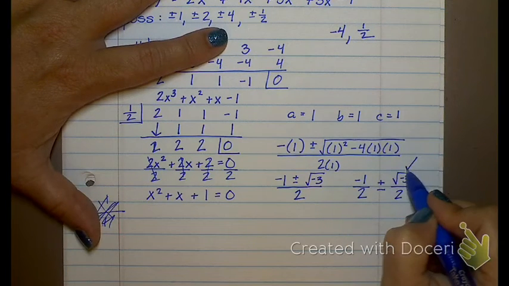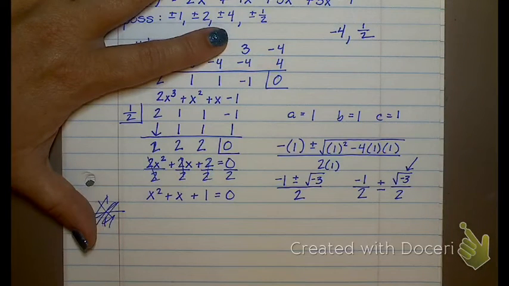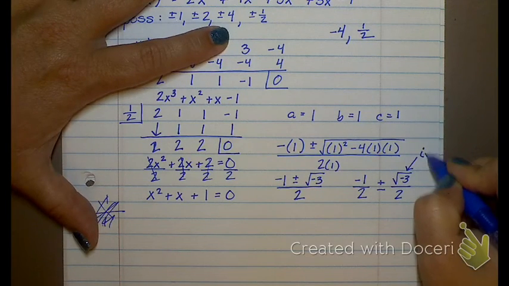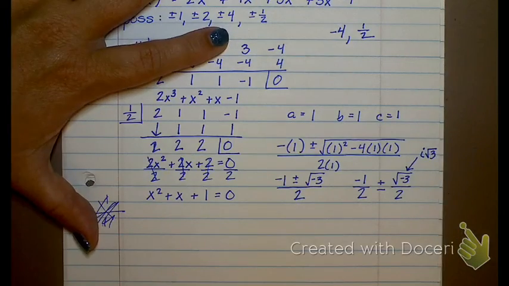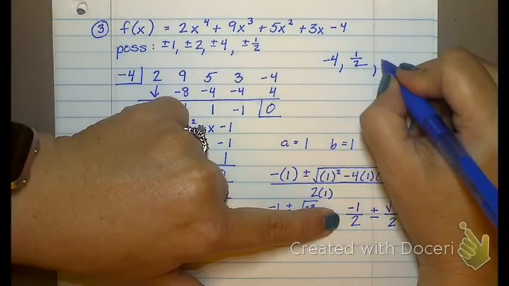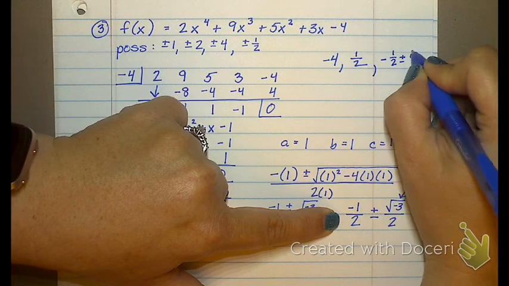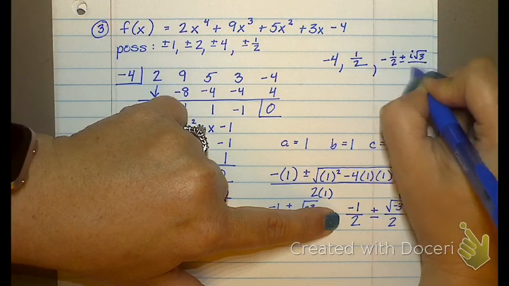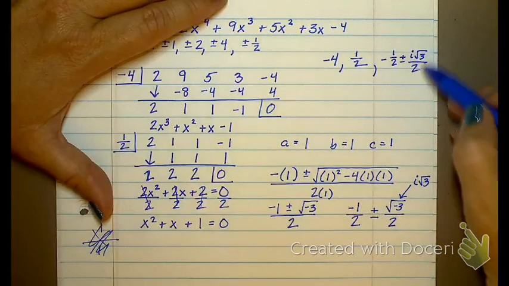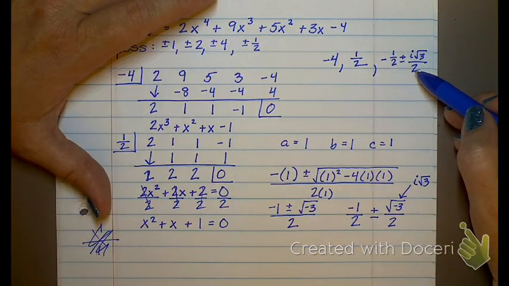And what am I going to call that? Square root of negative 3. Can't leave the negative under there. i radical 3. So my other two answers are negative 1/2 plus and minus i radical 3 over 2. Now again, because they're imaginary, if I look at the graph, you don't actually see them crossing our x-axis.